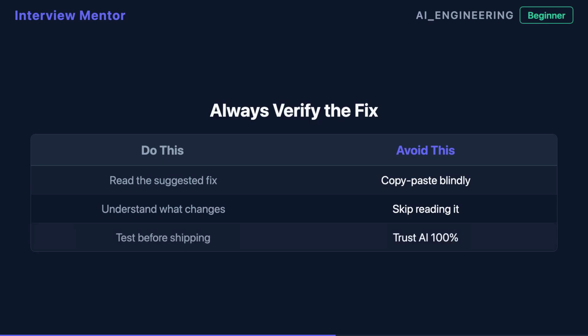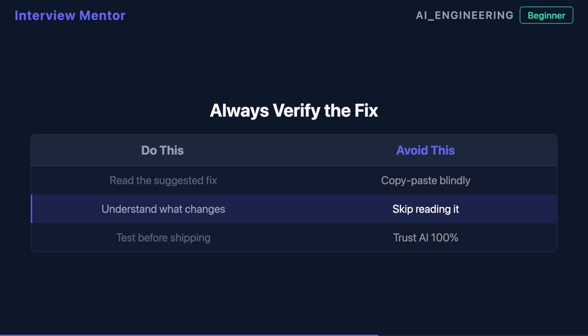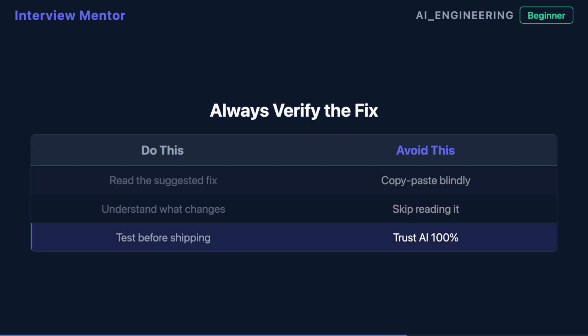But here's the important part. Don't blindly apply the fix. AI can be wrong. Always read the suggested change, understand what it does, and test it. Think of AI as a really fast first opinion. Valuable, but still needs your judgment to verify.